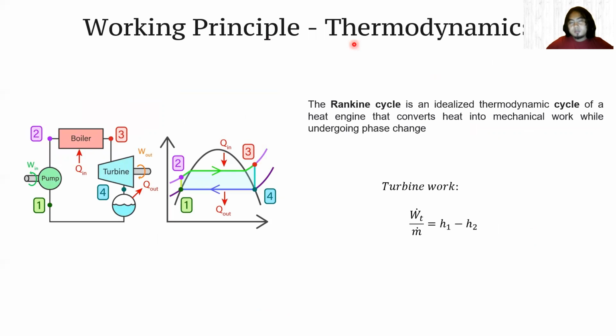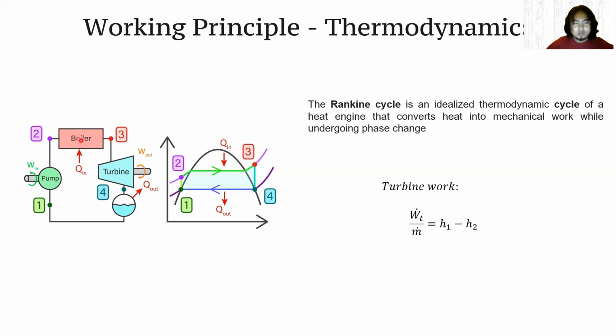And then it's about the working principle of the thermodynamics. In this experiment, we'll use the Rankine cycle. The Rankine cycle is an idealized thermodynamic cycle of a heat engine that converts heat into mechanical work while undergoing phase changes. So here we have a boiler filled with water, and we have Q in here. If this is exposed to heat, the water will evaporate and produce steam.